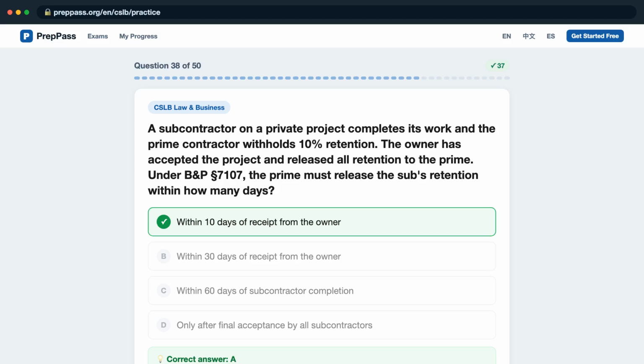The correct answer is A. Business and Professions Code Section 7107 requires that a prime contractor release any retention proceeds withheld from a subcontractor within 10 days after receipt of the retention from the owner. Wrongful withholding triggers a 2% per month penalty and possible attorney fees.